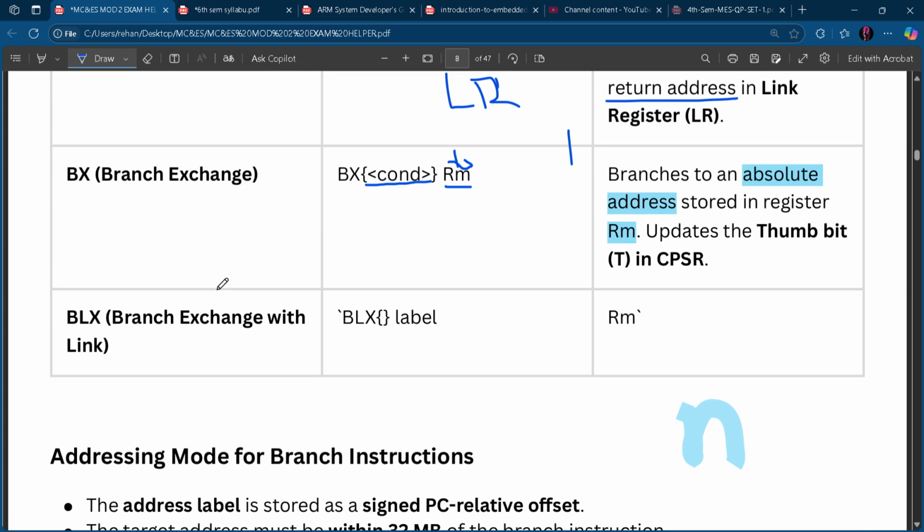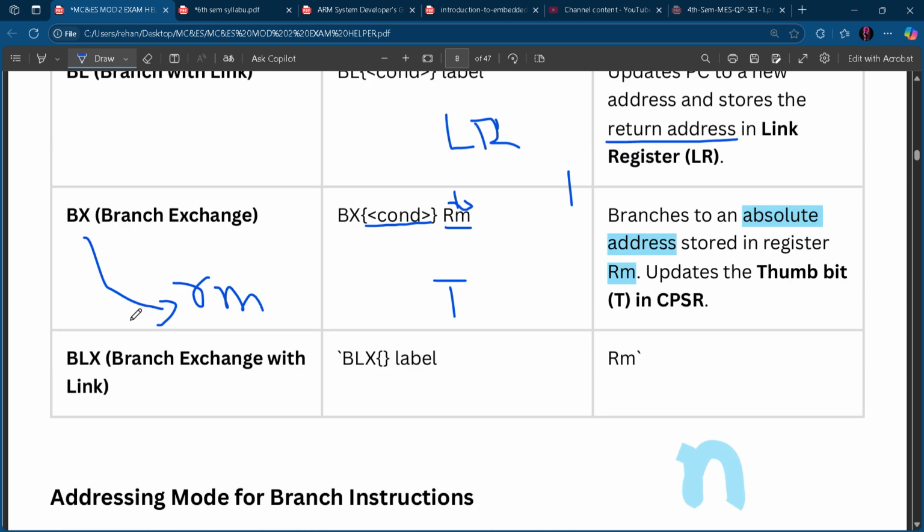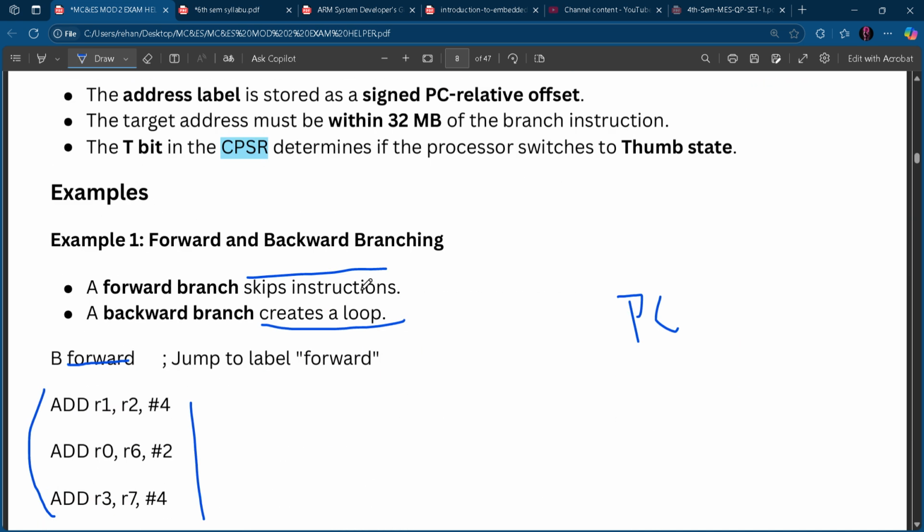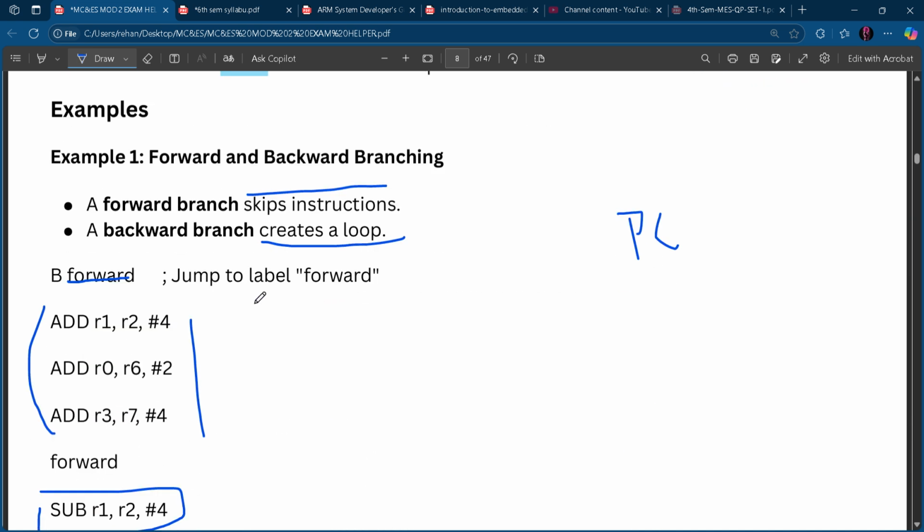Branch exchange, so you have this Rm, source register. It branches to the absolute address. Okay, that's it, and updates the T bit. T is updated in the CPSR. Branch is also dealing with updating: branch with link and exchange. Both the things are happening. It will branch to the absolute address and then it will return the address to the link register. That's it.